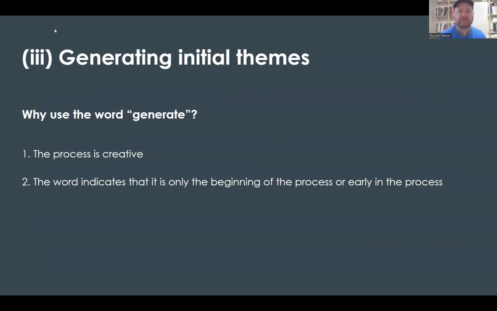Okay, so let's move on and let's look at why we call this stage the generation stage, or generating initial themes. Firstly, because the process is seen as being creative. So it's not seen as this totally objective analysis. It's a creative process in which the researcher inputs their own creativity. Secondly, the word generating indicates that we're at the initial stage of looking at the themes or making the themes. So this is just the first stage in a process. The next 2 videos will come back and show you how we are going to develop and then finalize the themes later on. So we're still at an exploratory stage here.